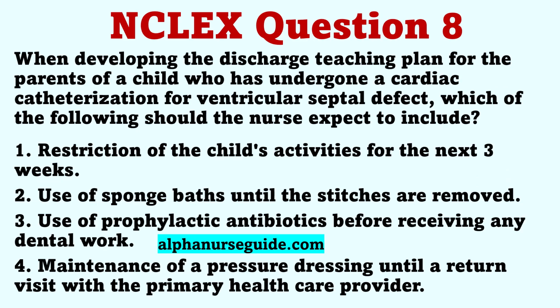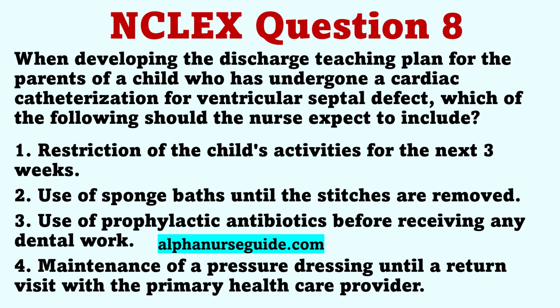When developing the discharge teaching plan for the parents of a child who has undergone a cardiac catheterization for ventricular septal defect, which of the following should the nurse expect to include? 1. Restriction of the child activities for the next 3 weeks. 2. Use of sponge baths until the stitches are removed. 3. Use of prophylactic antibiotics before receiving any dental work. 4. Maintenance of a pressure dressing until return visit with a primary healthcare provider.